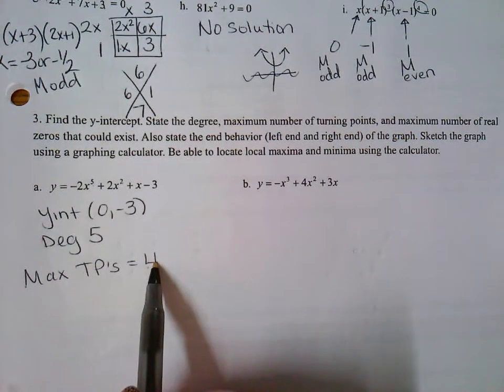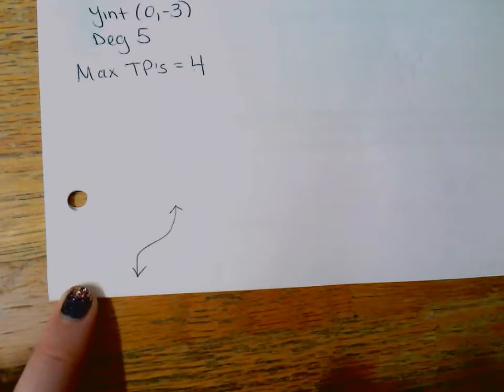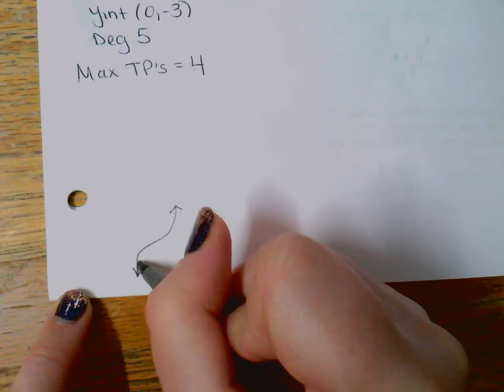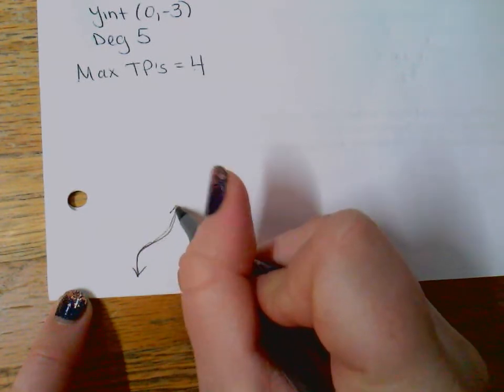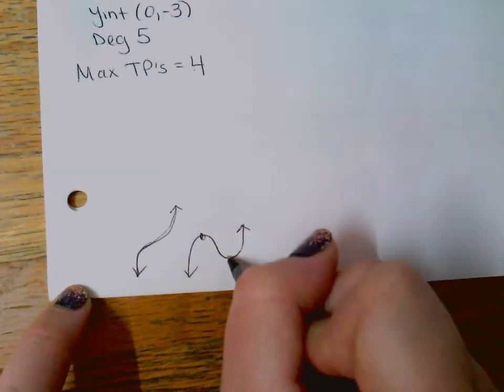Why do we say maximum? Well, if you had a cubic function that looked like this, you actually have 0 turning points. It never goes from increasing to decreasing. This is increasing the whole way. But this cubic function does have 2 turning points. So we say maximum turning points.